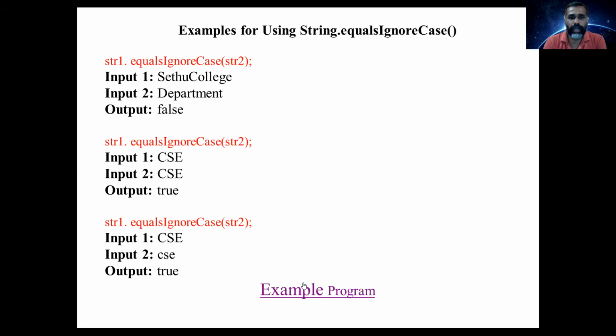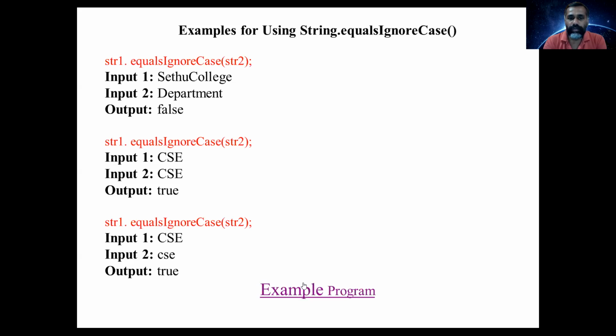Here in the same program, instead of equals, we are using equalsIgnoreCase. For string 1 and 2, we are comparing say the college and department. It is not equal, false. And in the second condition, we are checking string 3 and string 4 by using equalsIgnoreCase. It returns CSE, CSE, true.